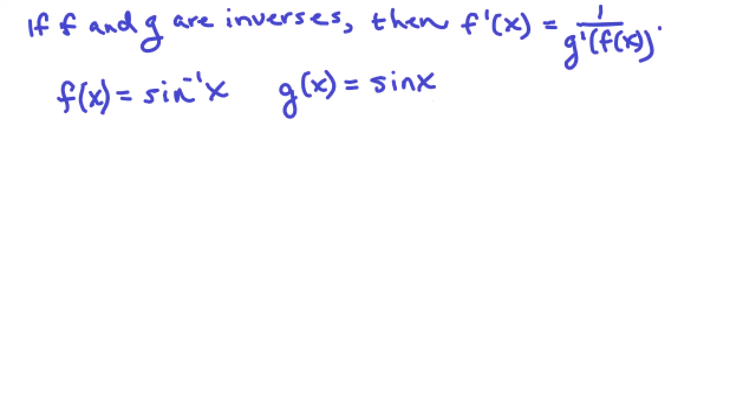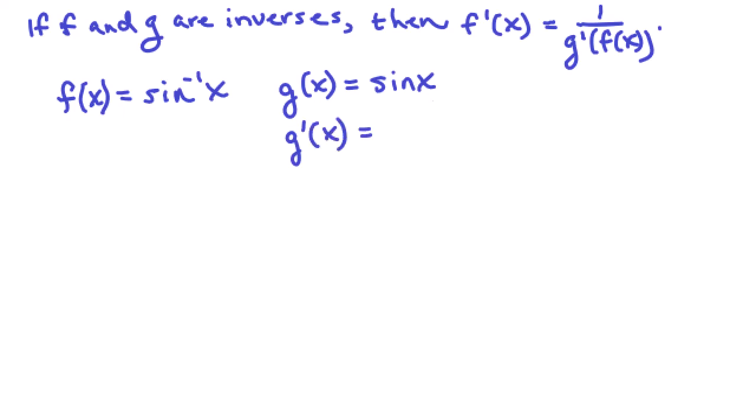In this video, I'm going to derive the formula for the derivative of the inverse sine function by applying the inverse function theorem. That theorem says that if f and g are inverses, then f prime of x is equal to 1 over g prime of f of x. So in this case, we've got f of x is the inverse sine of x, and g of x is equal to sine of x. They're inverse functions. So the first thing we need to do is to find g prime of x.